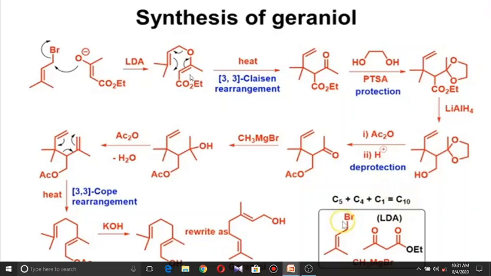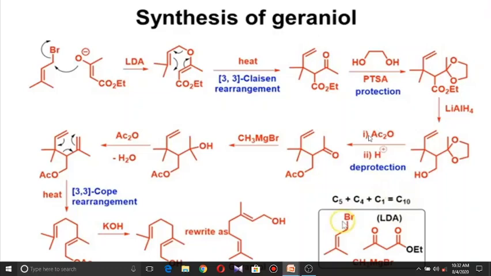This allyl vinyl ether undergoes Claisen rearrangement. This is a 3,3 sigmatropic rearrangement, and on heating it produces this ester. Then in this compound there are two functional groups, the ester group and the ketonic group. First we have to protect the ketonic group, which is done with ethylene glycol. Here we have protected this group, and then the reaction with lithium aluminum hydride yields the primary alcoholic group, and now there are two steps here.